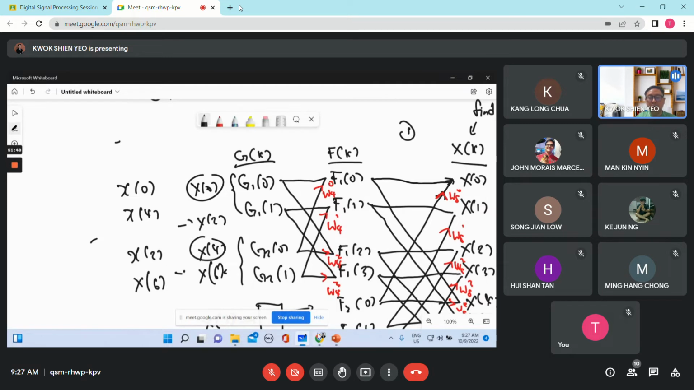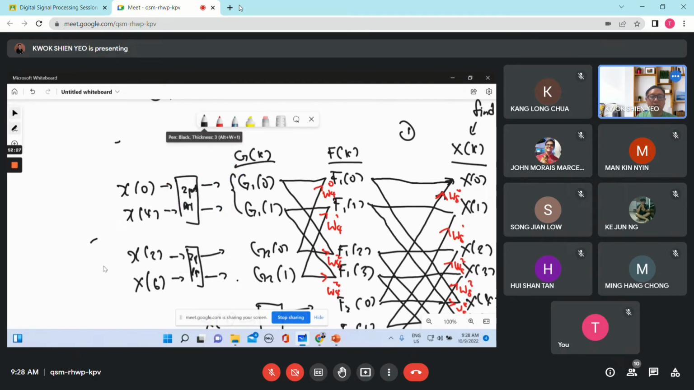All right, so they will go through a 2-point DFT. It will be like this: a 2-point DFT direct computation to get this, then another 2-point DFT direct computation to get this. Then I will do the same for the bottom.